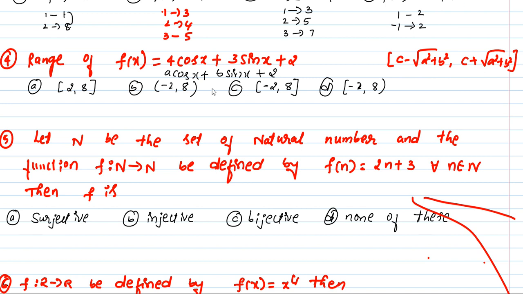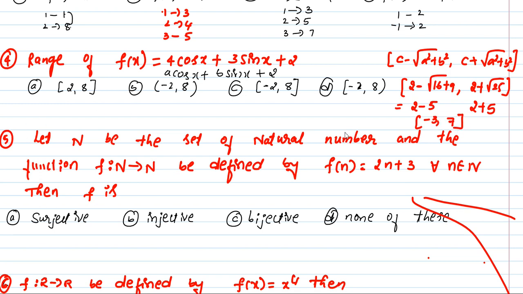To find the range of these values, we have this formula a cos x plus b sin x plus 2. So here 2 minus square root of a square, a square is 16 plus 9, comma 2 plus square root of 25. So we will get 2 minus 5 and 2 plus 5. So it is minus 3, 7.